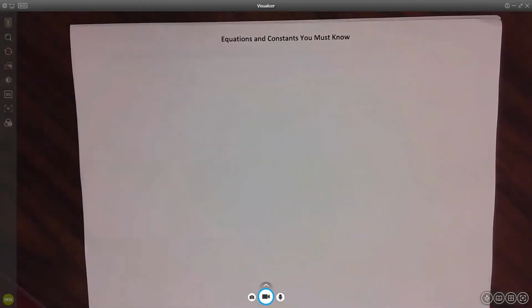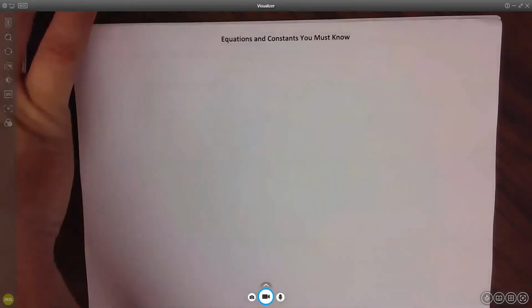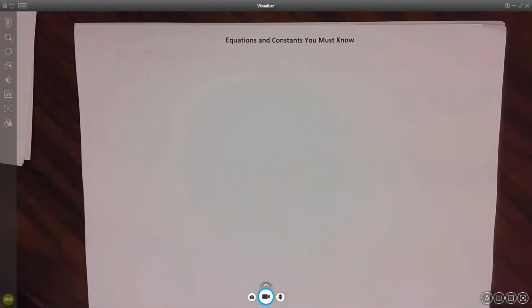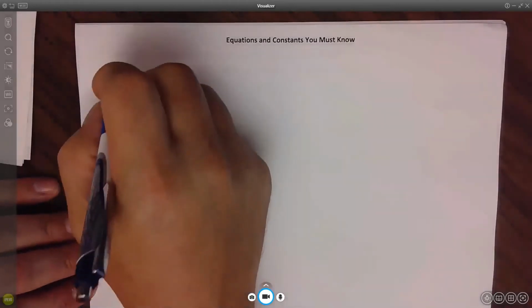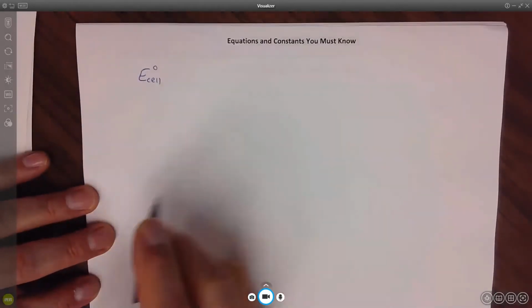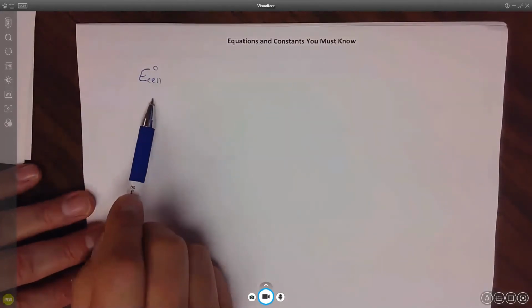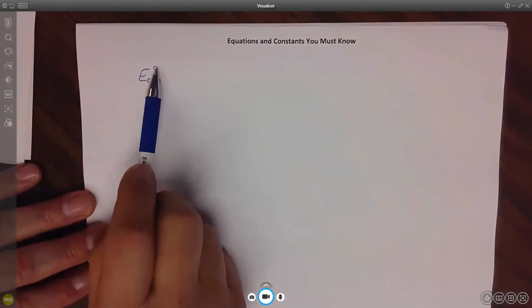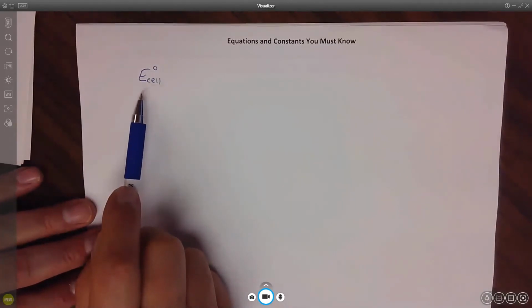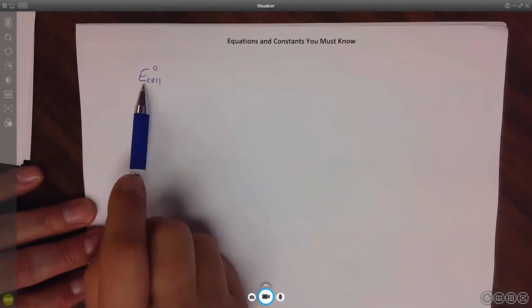So there are a few equations that you need to know for this chapter. We've talked about one of them so far, and that one was to calculate the standard cell potential, which is E cell naught. Again, remember, E cell without the naught is the actual potential of that particular system, that voltaic cell, that galvanic cell, that battery. This is the standard cell potential.